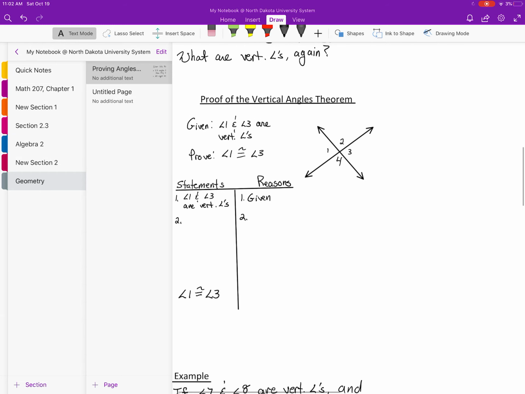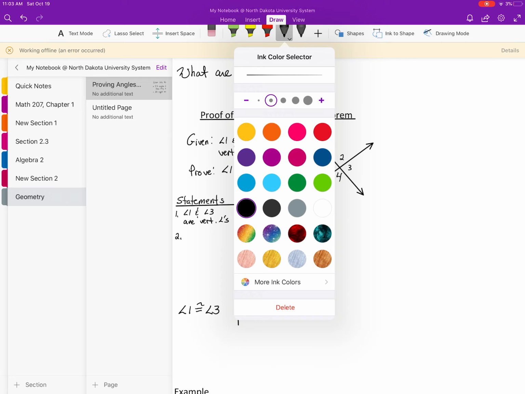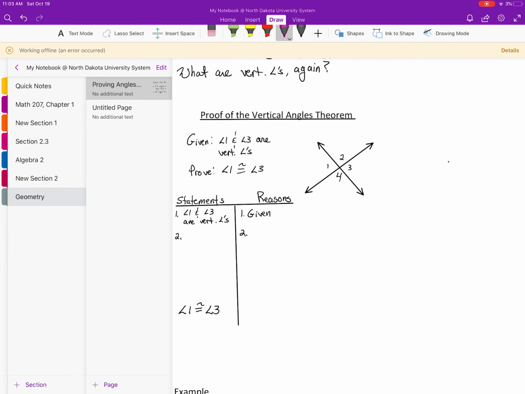All right, let's look at a proof then. Let's prove that vertical angles are congruent. This is a theorem you'll use very often. Here is the proof that it is in fact true. So we're given angle 1 and angle 2 are vertical angles. Let's pick a color. Angle 1 and angle 3 are vertical angles. And we want to prove what I just marked on the drawing, that they are congruent.